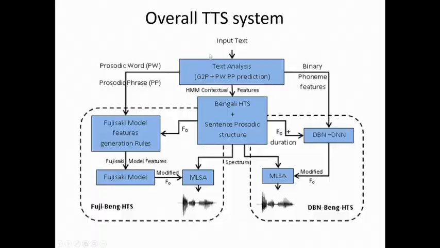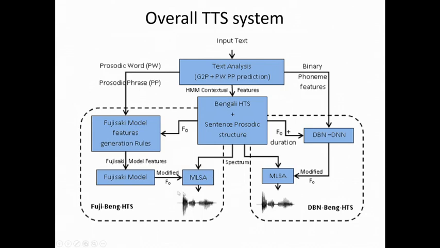So, what we have done: we developed an F0 contour model based on the Fujisaki model, and another one we tried with the DBN, DNN methods. So, that method we also tried, and based on that we modify the F0. From the input text we analyze the prosodic word and prosodic phrase, and then we generate the F0 contour and supply it to the decoder.